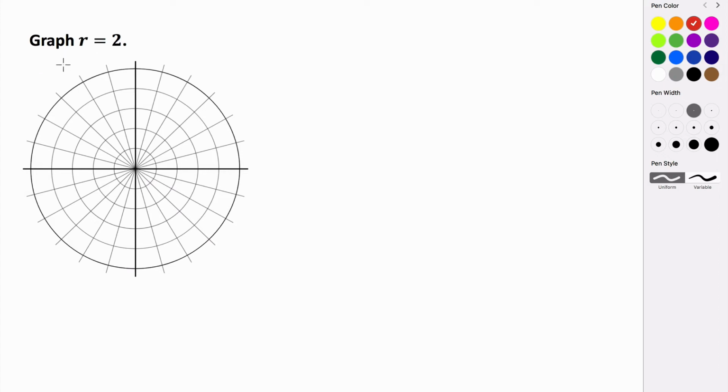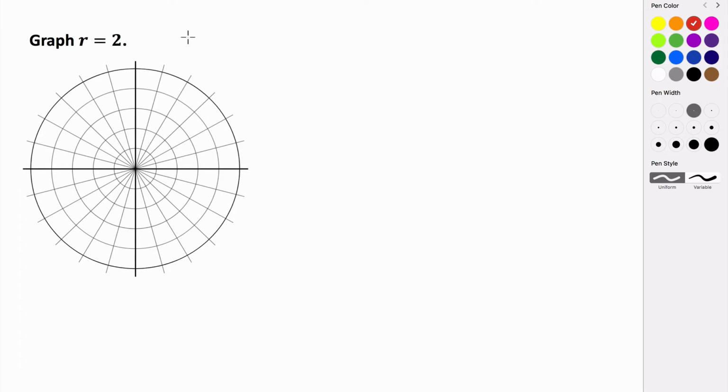For this example, we want to graph r equals 2. So this is a polar equation. It's just in terms of r. So we want to maybe try and change this into something that we're a little bit more familiar with in rectangular form and can give us a sense of what kind of graph r equals 2 really is.